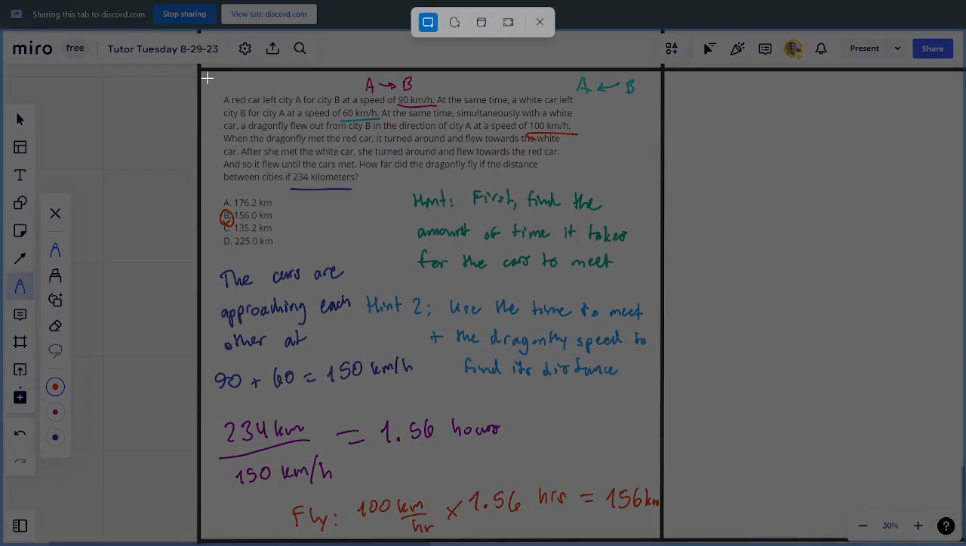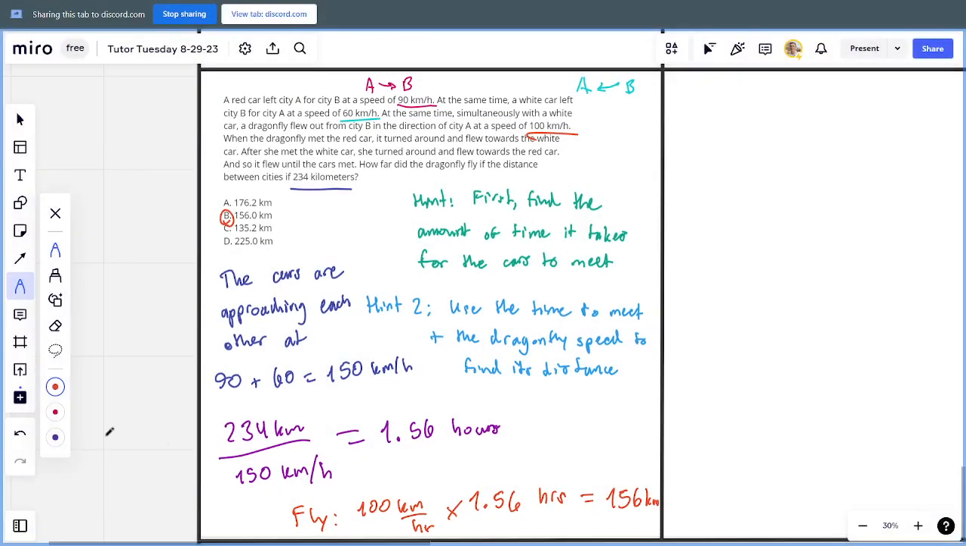Fun little final challenge problem, which I'm going to paste in the chat for a solution. Where are we?